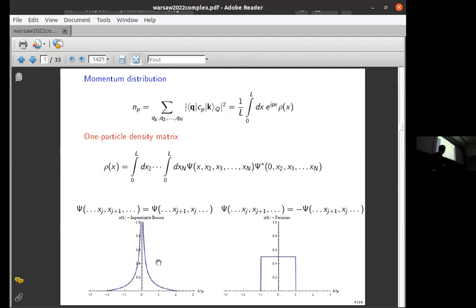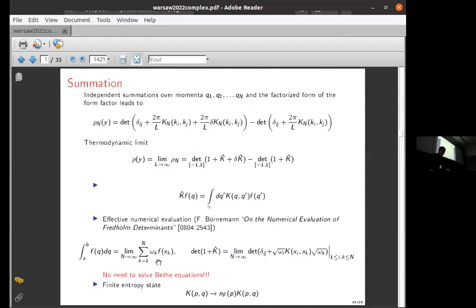But to do this, let me tell you how this result of summation can be expressed. As I said, because of the very factorized form for summations, the one particle density matrix can be expressed as, in this case, a difference of two determinants of the following form. It starts with one delta j, then it's some regular function with a factor one over L, and that depends on k_i, k_j that corresponds to the specific state.